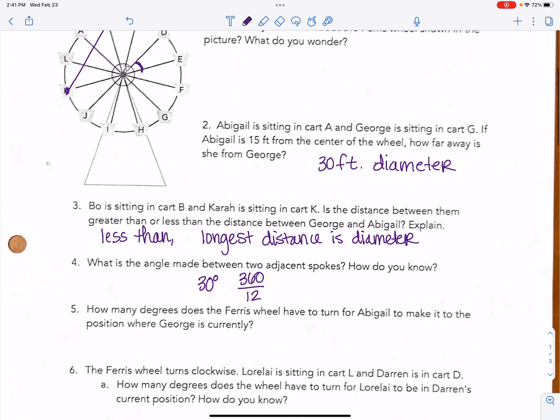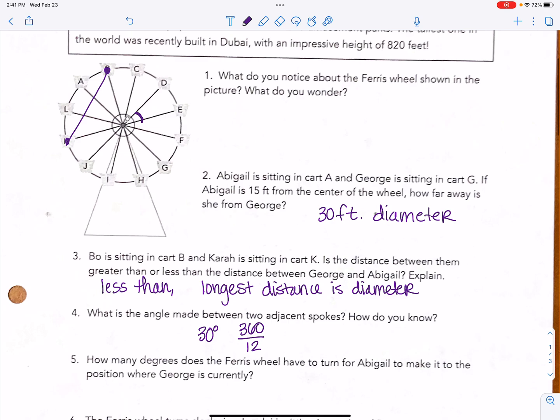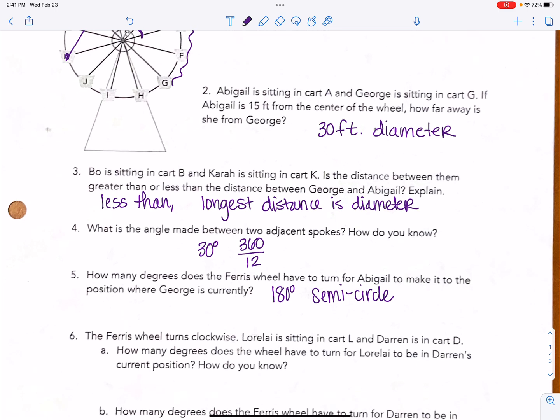How many degrees does the Ferris wheel have to turn for Abigail to make it to the position where George is currently? So I'm asking if I'm at Abigail and I want to go to George, so I'm here and I want to travel around over here, how many degrees does it have to turn? Well, that's halfway across, so 180 degrees because that's a semicircle.